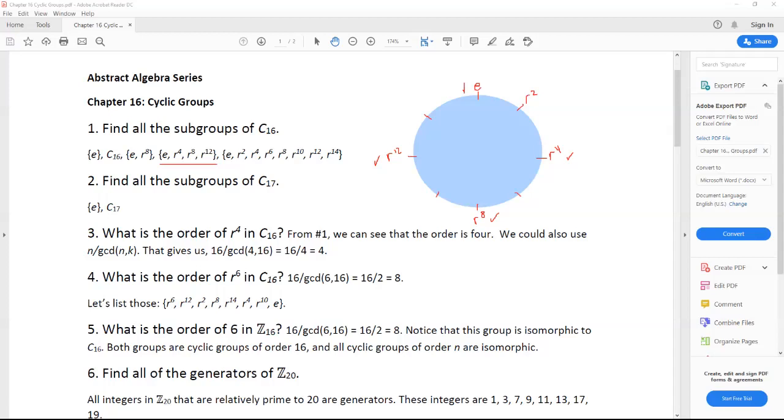Number 2, find the subgroups of Z17. Well, 17 being prime only has 2 divisors, 1 and 17. That just leaves us with 2 subgroups. That's going to be the identity subgroup, because it has an order of 1, and 1 divides 17, and of course the group itself, because 17 divides 17.